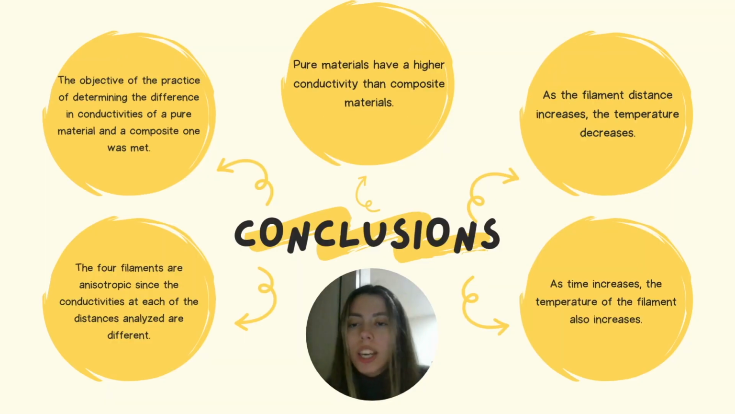Now the conclusions. First one, the objective of the practice of determining the difference in conductivities of a pure material and a composite one was met. Also, we can determine that the four filaments are anisotropic since the conductivities at each of the distances analyzed are different. Also, we can conclude that the pure materials have a higher conductivity than the materials that are composite.